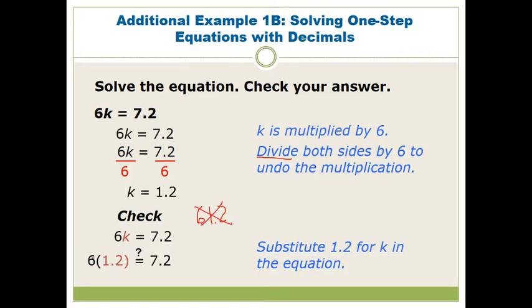That's not what we want. We want to say 6 multiplied by 1.2. So when I write them in parentheses here and I write them next to each other like that, again, that means multiply. So when I multiply 6 and 1.2, I do in fact get 7.2. So this is a true statement. So then we know that our answer is correct.